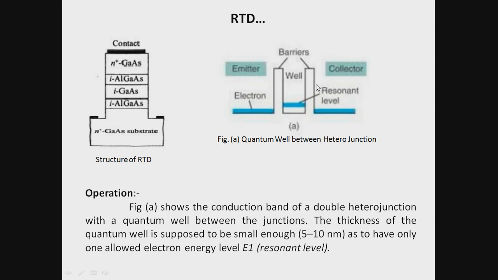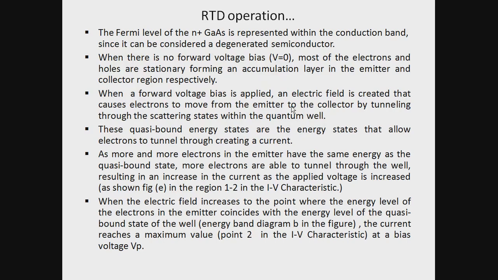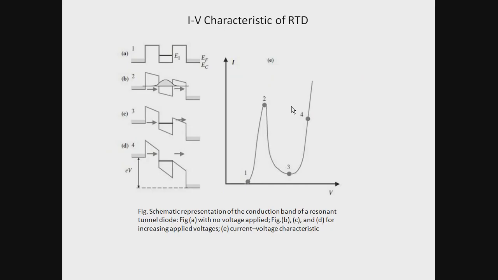Here the thickness of this quantum well is about 5 to 10 nanometers, to allow only one electron energy level, that is E1 here, electron energy level E1. Now let us consider the case of the energy band structure shown here.